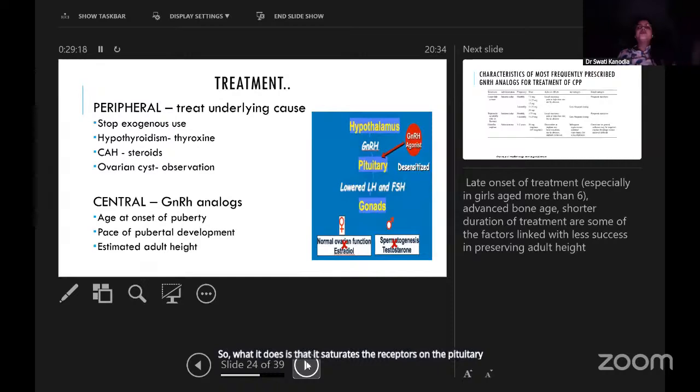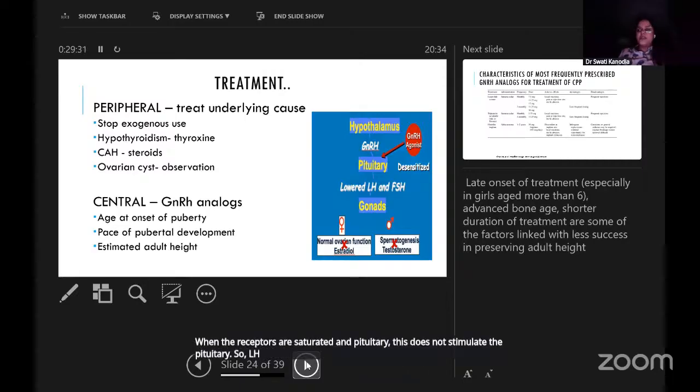So the GnRH from the body cannot act on it, and when the receptors are saturated on the pituitary, this does not stimulate the pituitary. So LH and FSH are not secreted, which cannot go and act on the gonads. So estrogen and testosterone are not secreted, and the puberty stalls or stops progressing.